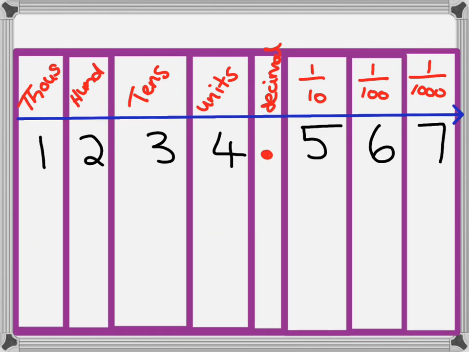Now there's a new part. We have a thing here called a decimal. It's a little dot that divides numbers into two sides. This side are the whole numbers, and this side are the fractional parts of numbers.